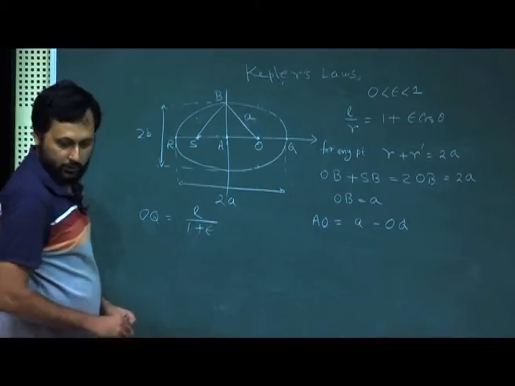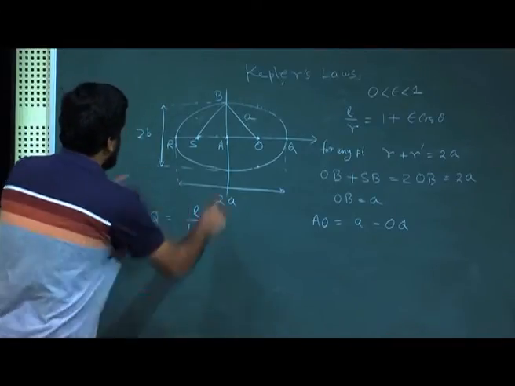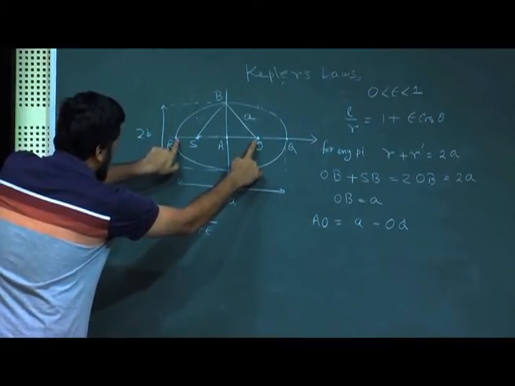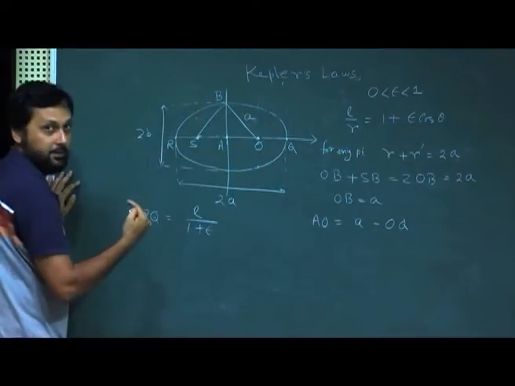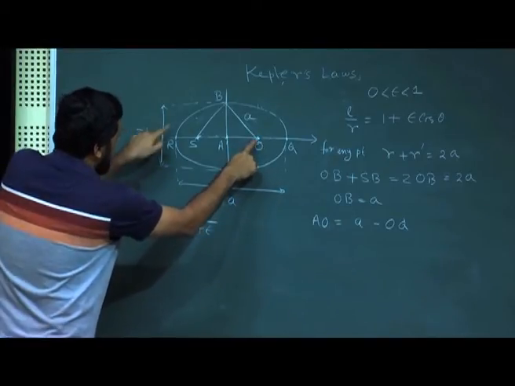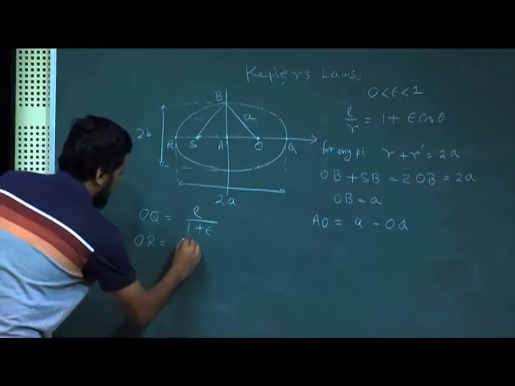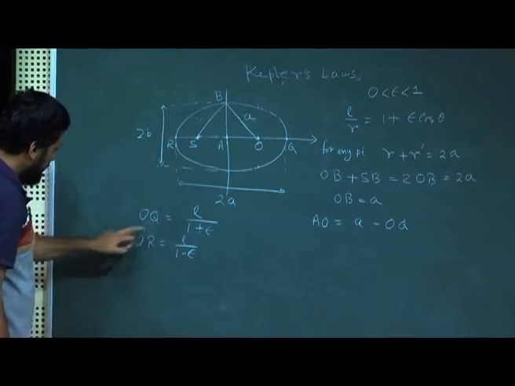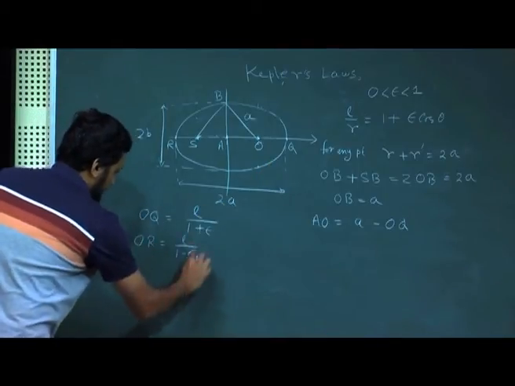So, this is L by 1 plus epsilon, and now if we repeat the same procedure for OR, then please understand that if we put theta equal to 180 with respect to this origin, R will move to this point. So, OR is equal to L by 1 minus epsilon. Now, OQ plus OR is equal to QR, which is equal to 2A, which is a summation of these two.